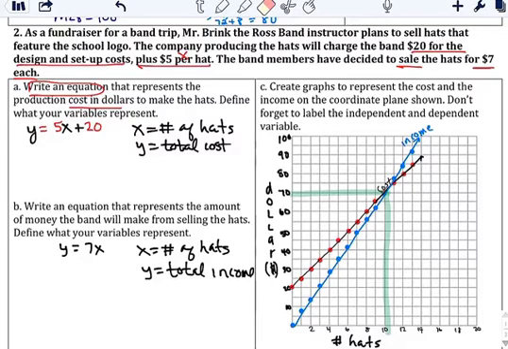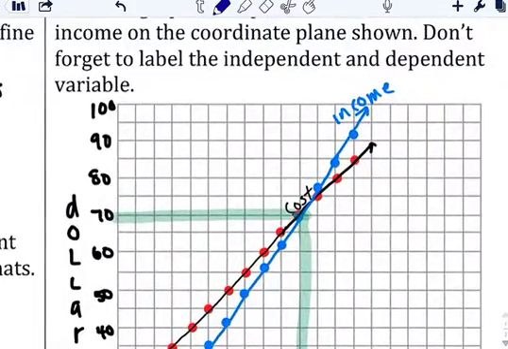Okay, number 2, there's several ways you can do this. Some of you could have made a table, okay, and you would see that at 70 and 10 is where the cost and the income meet. We should write the word income on the line. The black line is the cost line. I did put that on there.